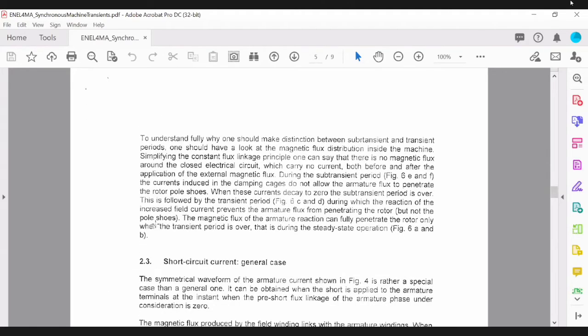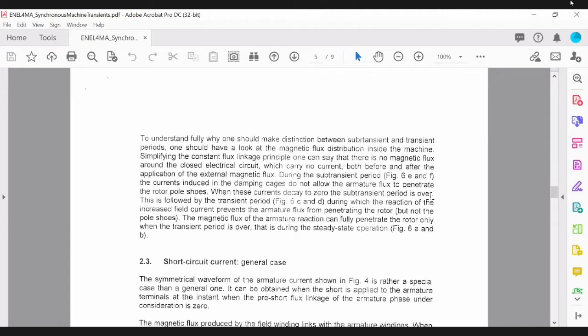Now, to fully understand why one should make a distinction between subtransient and transient period, one should have a look at the magnetic distribution, as I said. Obviously, during the subtransient period, you will find that the currents induced in the damping cages do not allow the armature flux to penetrate the rotor pole shoes, as I've shown in figure 6. And when these currents decay to zero, the subtransient period is over.